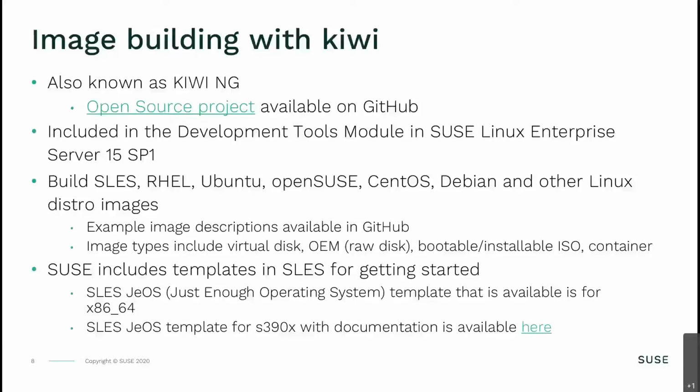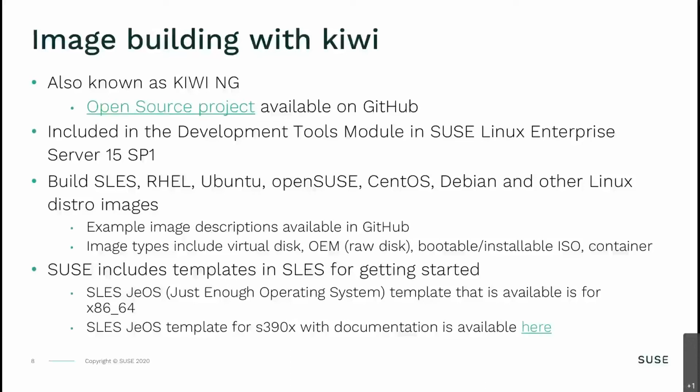The cool thing about Kiwi is you can use it to build not only SLES images, but also other Linux distributions that I've listed here, whether it be RHEL or Ubuntu, as well as OpenSUSE, CentOS, Debian, and a number of other ones. In the GitHub project, we include image descriptions for a number of Linux distributions, and we also give examples of the different image types and image formats, whether it be virtual disks, raw disk images, bootable ISO, or even building a container. Kiwi can build a container for you.